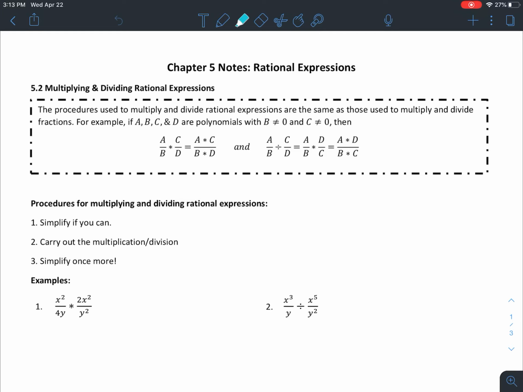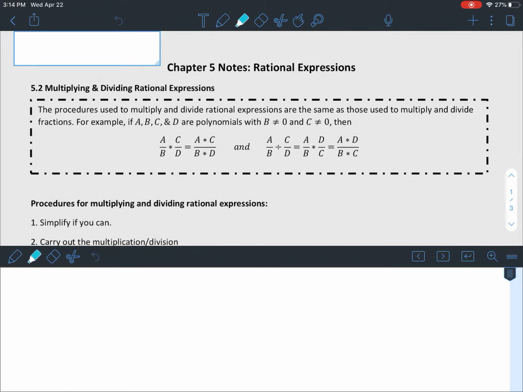Didn't work. All right, so today we are moving on to multiplying and dividing rational expressions. You guys have so far just simplified them.